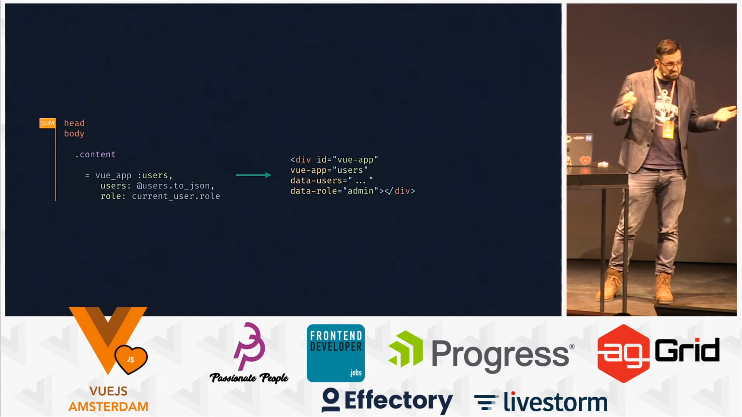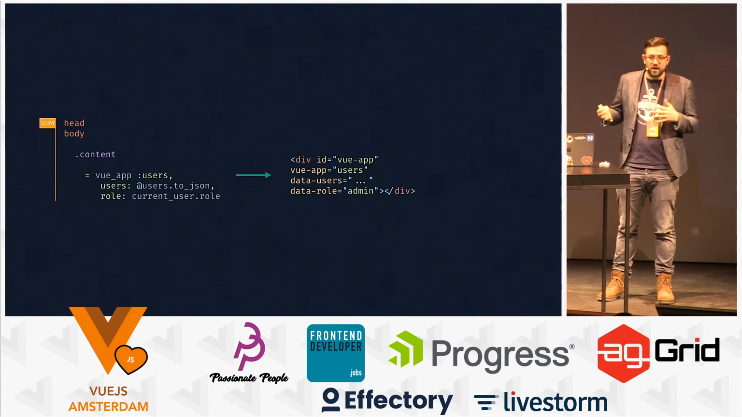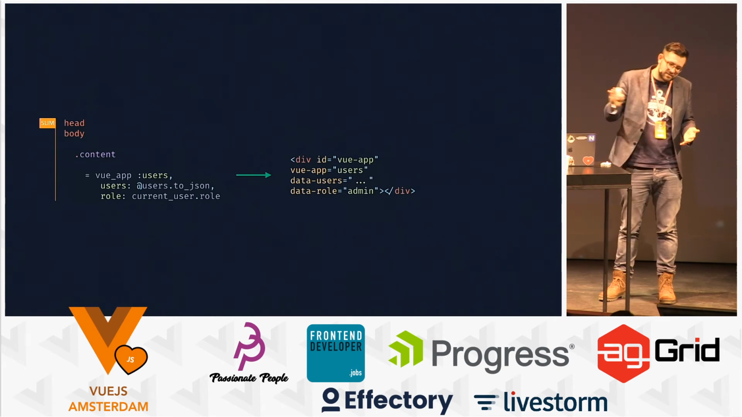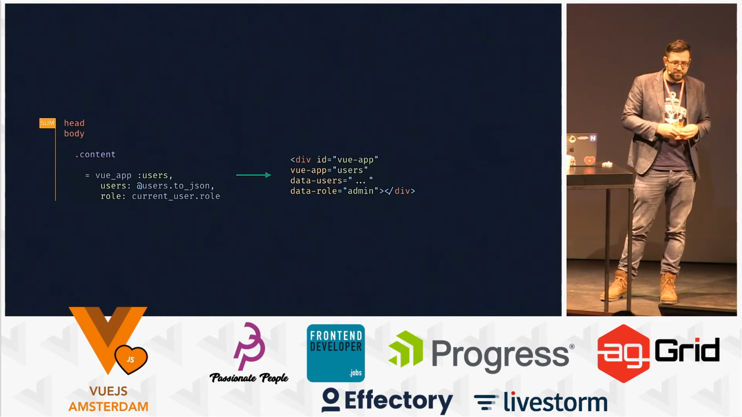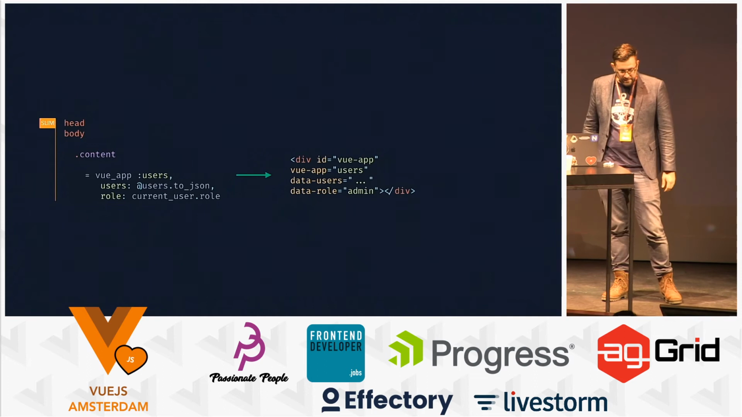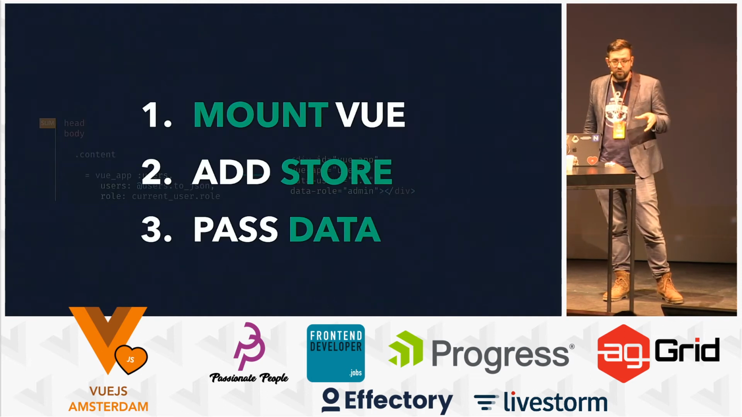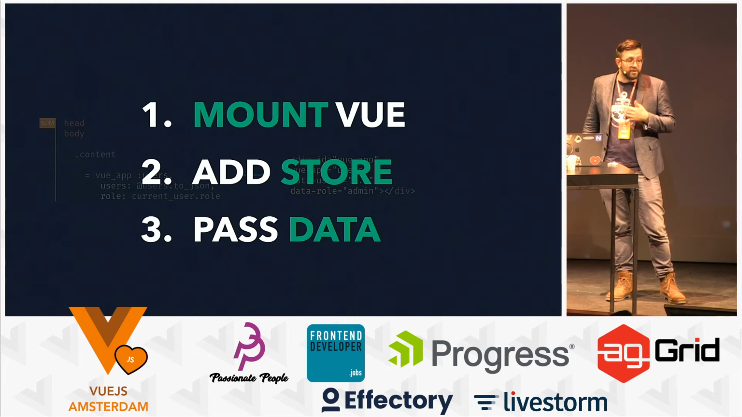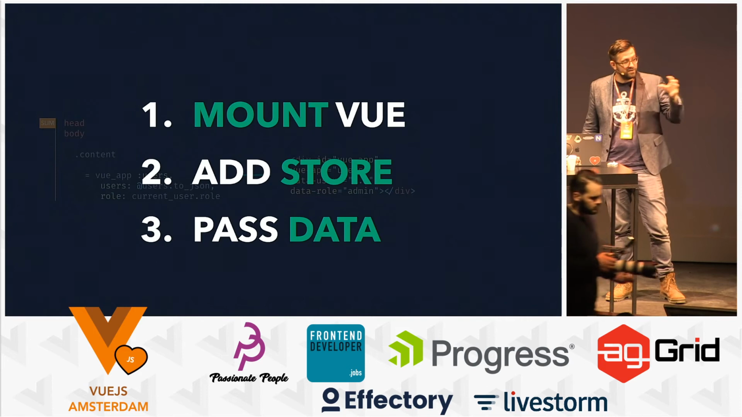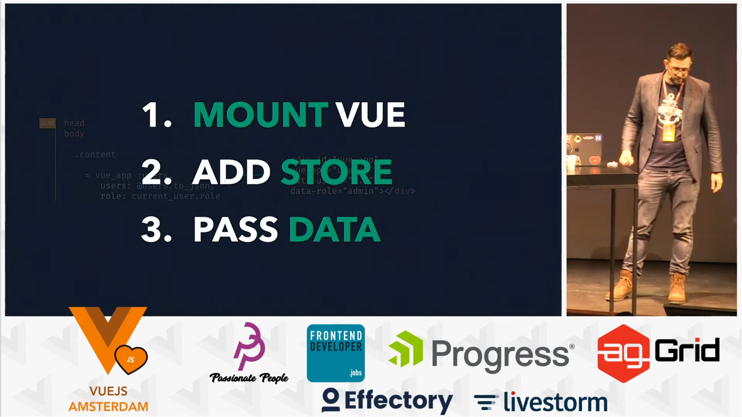If we have an API, that's even better for us. But if we do not have, let's make it simple. Let's just pass it down to our Vue app and use it like that. So all that we need to do now with having this clean entry point is say we want to mount Vue, we want to add it to the store, or we want to add a store in general, and then we want to pass the data to our new instance.